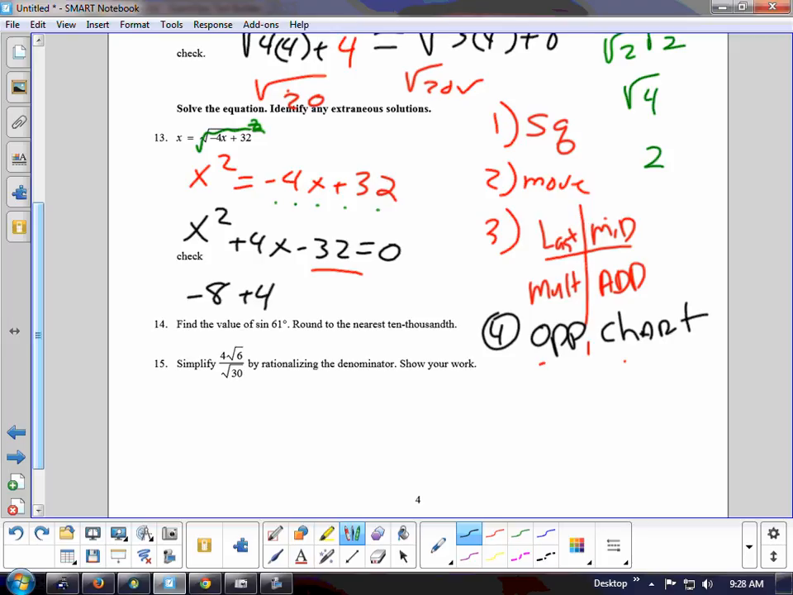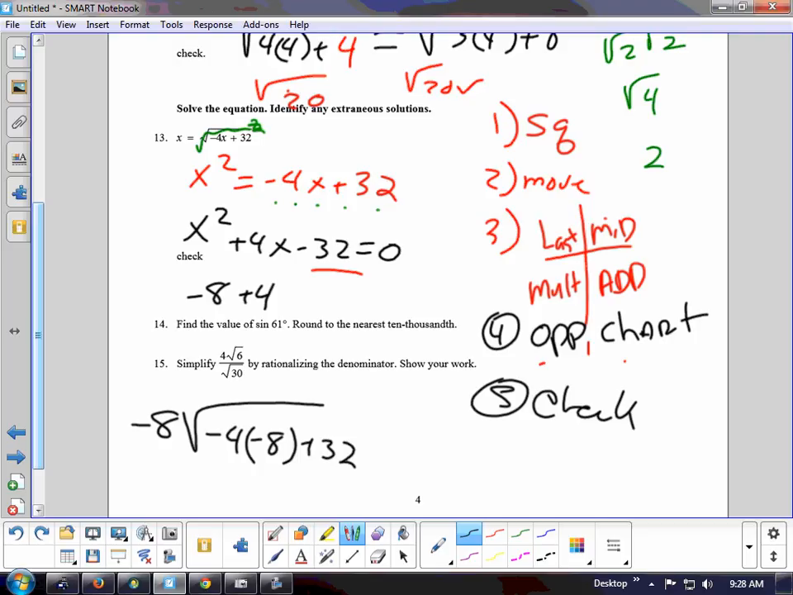Now, the fifth step is to check it. The negative 8 won't check. So does this equal each other? You'll get negative 8 equals radical 64. That won't check. The other one, you'll get 4 equals radical 16, and that one does check. So that's what you need to show tomorrow.